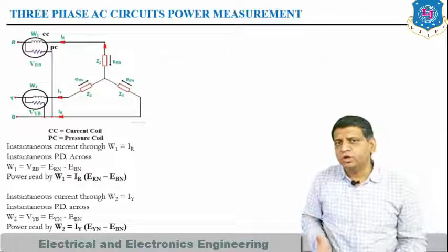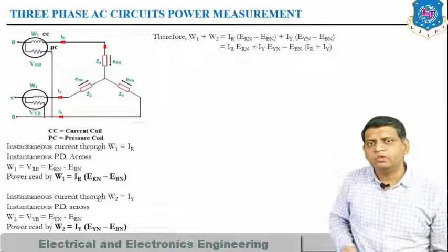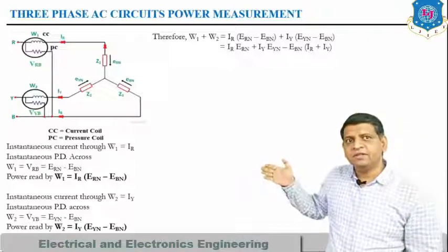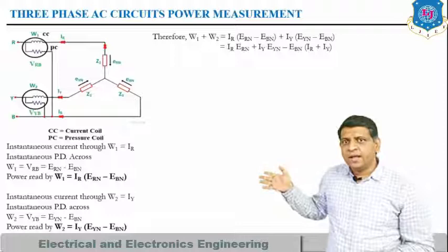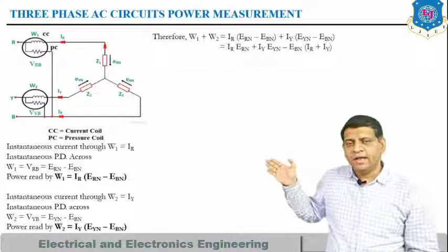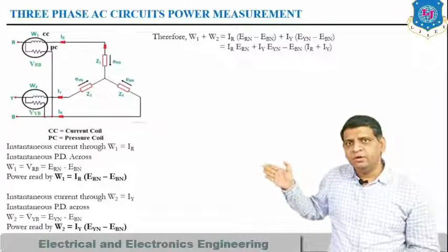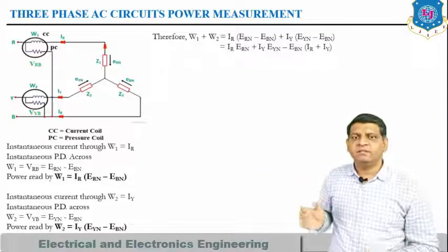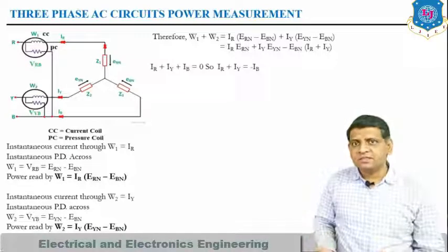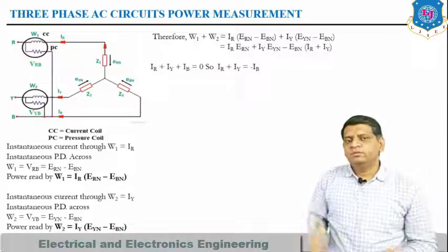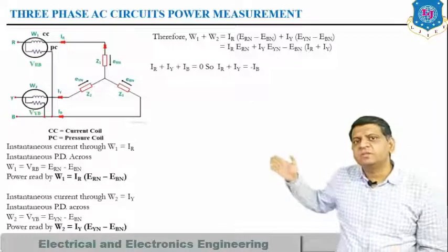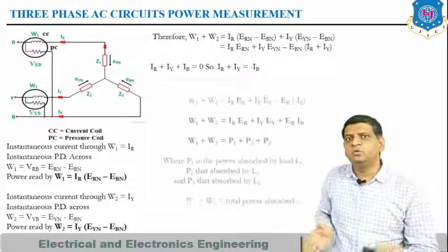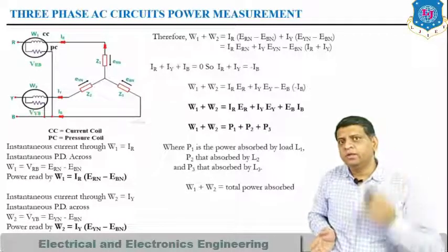If I am finding the total power measurement, W equals W1 plus W2, then my equation would be IR (ERN minus EBN) plus IY (EYN minus EBN). So altogether you will find IR into ERN plus IY into EYN minus EBN into (IR plus IY). I now consider this system to be a balanced system. So from this star connection I can say IR plus IY plus IB equals 0. From this you can find IR plus IY equals minus IB, and that minus IB you put in the first equation.